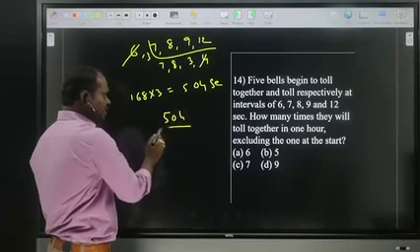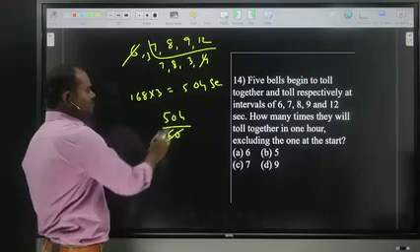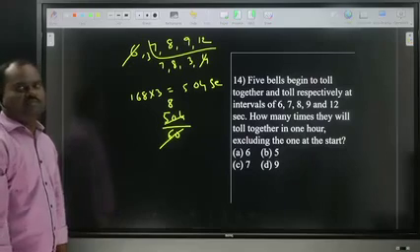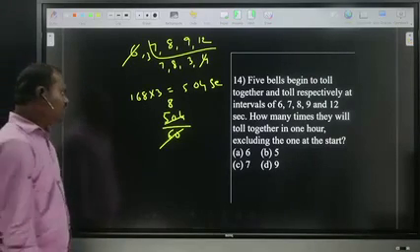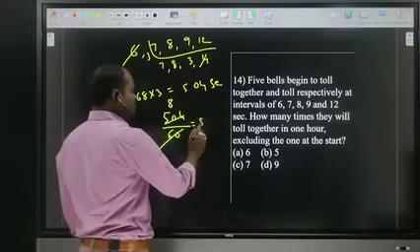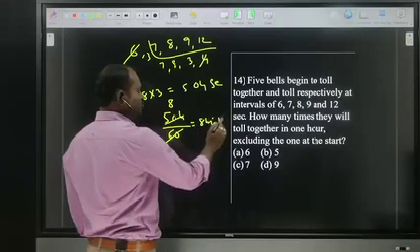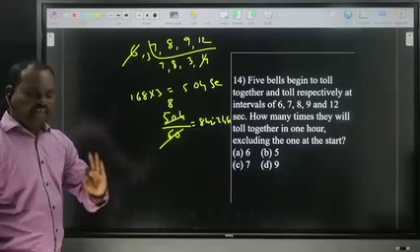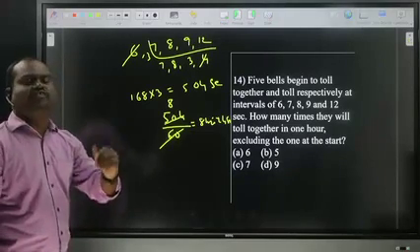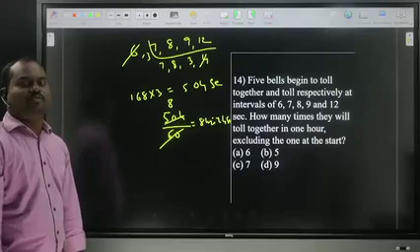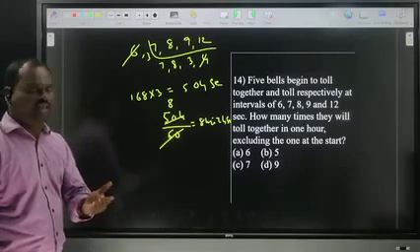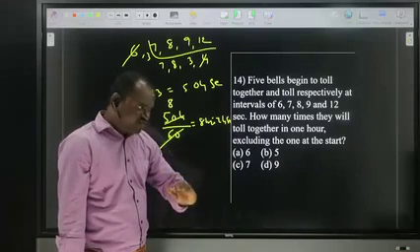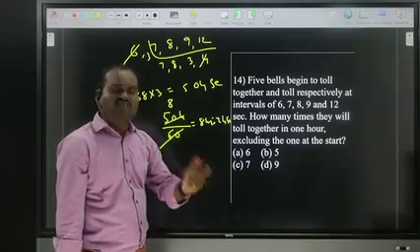504 by 60. 8 sixties are 480. Extra how much? 24. That means 8 minutes 24 seconds. For every 8 minutes 24 seconds, they will ring together. LCM is 8 minutes 24 seconds.